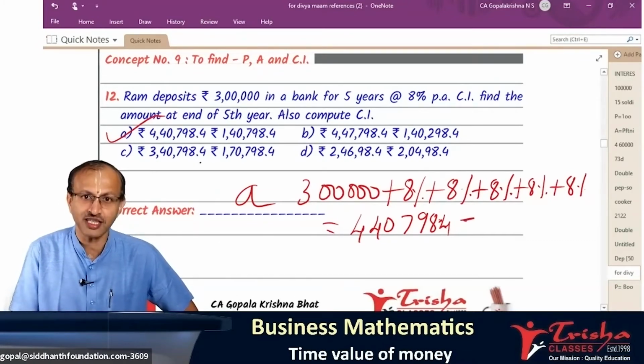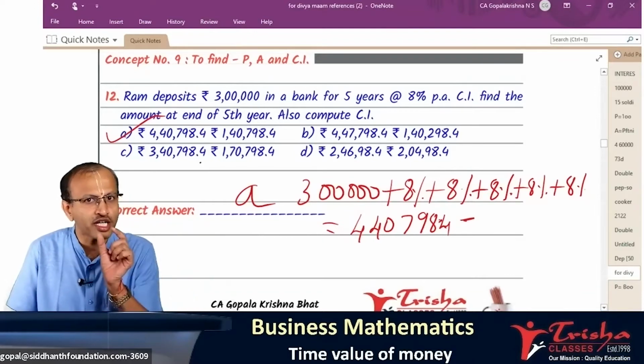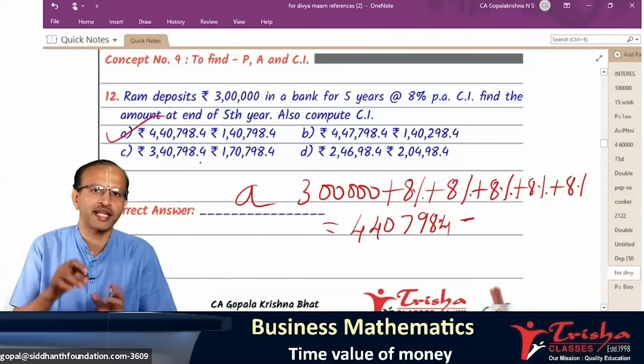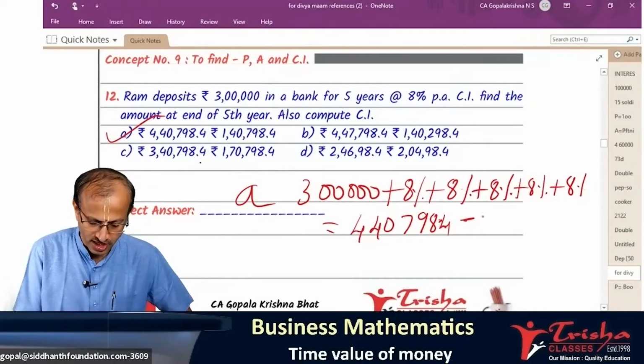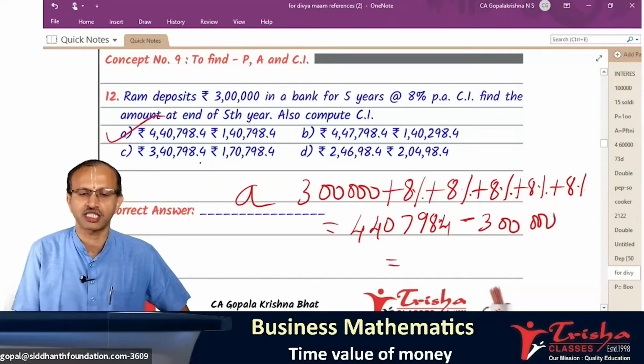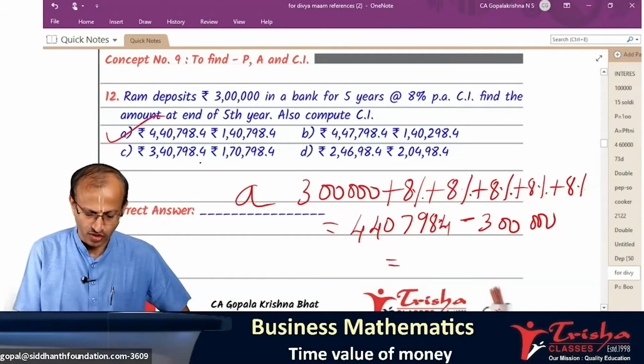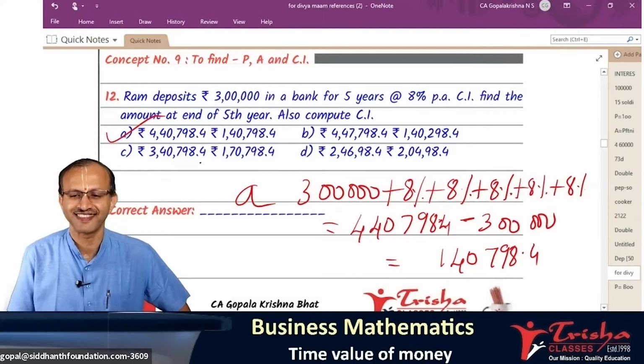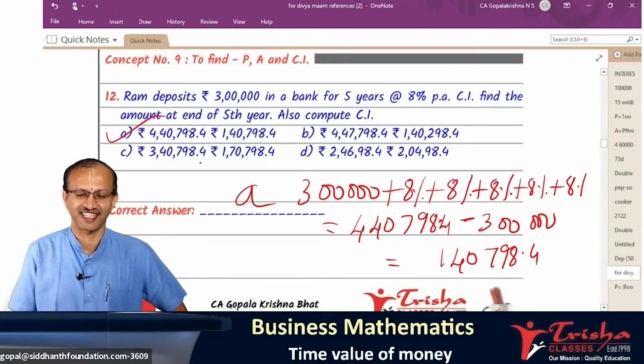And this is the amount. By adding, what you got is the amount. If you want the interest, subtract your deposit. How much is your deposit? 3 lakh. Your deposit is 3 lakh. So what is your last answer? What is your profit? The difference of these two is 1,40,798.4. Super. Excellent.